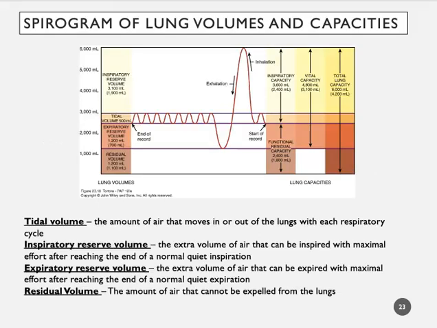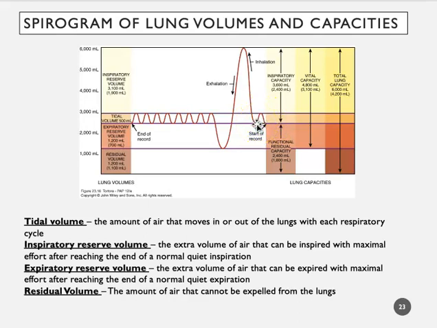So let's take a look at a spirogram. In here are some more of your definitions, and this is just a graphical representation of all of those. Your tidal volume is the amount of air that moves in or out of your lungs with each respiratory cycle. So one breath in and out is your tidal volume, and that's these little waves in the middle here. And here's the start of the record. So it would start here, 1 breath in, 1 breath out.